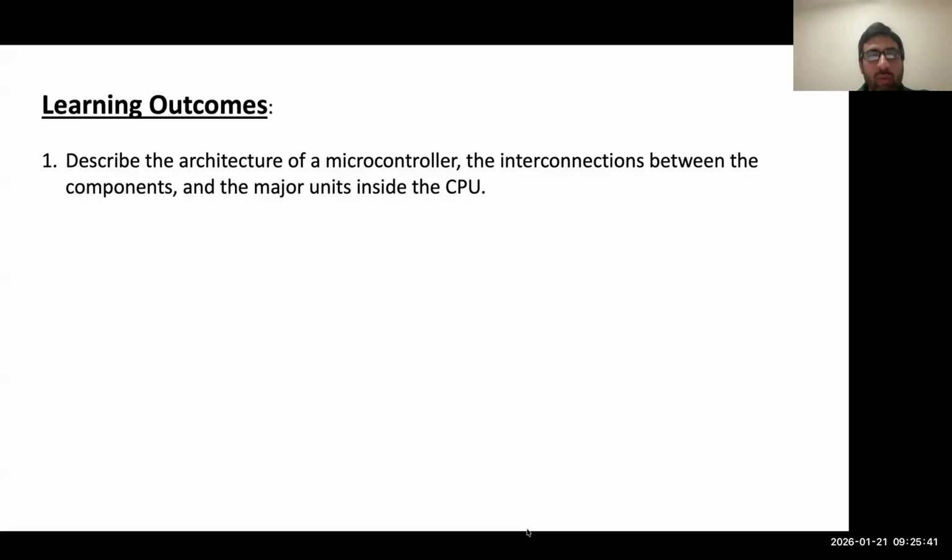Will there be a lab today? No, there will be no lab today. I will make an announcement after the lecture. There will be no lab.